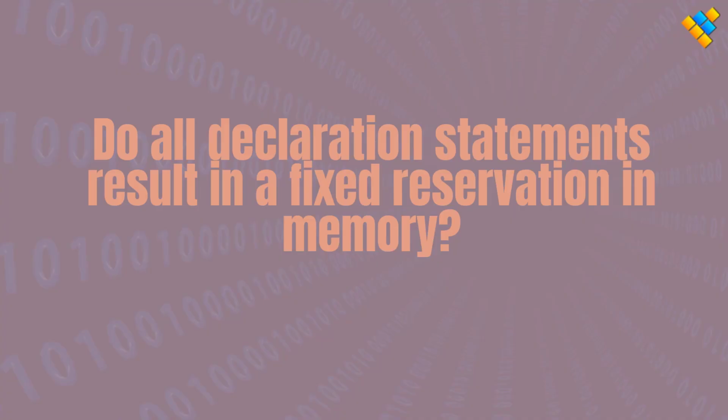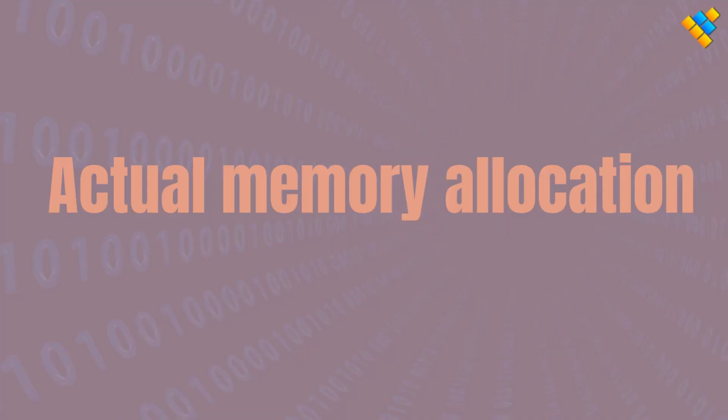And do all declaration statements result in a fixed reservation in memory? Well, you'll find most declarations do, with the exception of pointers. A pointer declaration does not allocate memory to data, but for the address of the pointer variable. An actual memory allocation for the data comes during runtime.